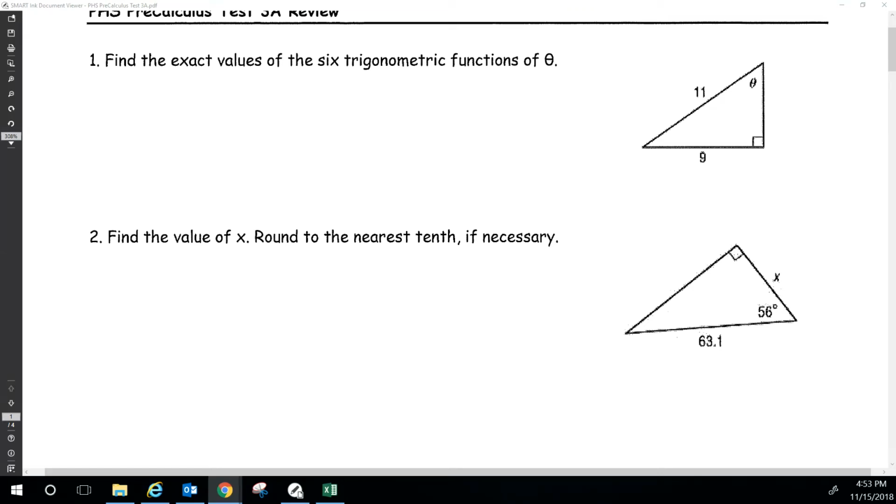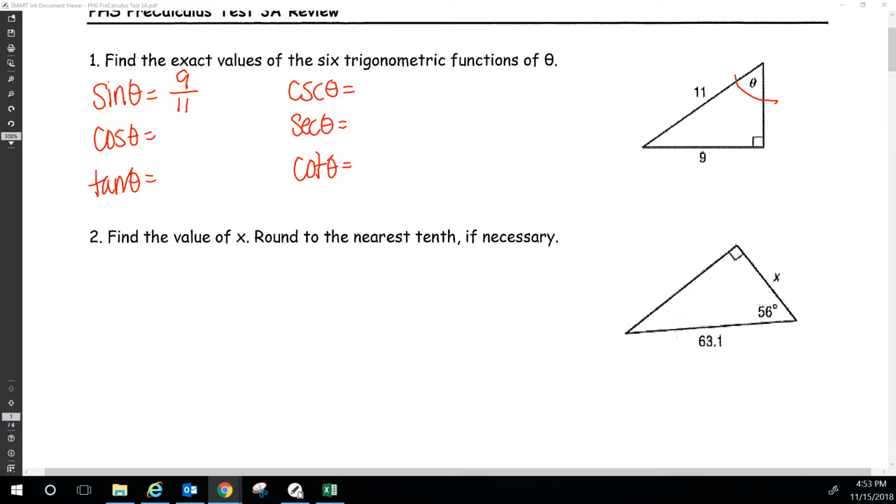For number 1, it says find the exact values of the 6 trigonometric functions of theta. So we've got sine theta, cosine theta, tangent theta, and then we got cosecant theta, secant theta, cotangent theta. All right, for sine theta, this is our theta here, and it's the opposite over hypotenuse. So for sine theta, it's 9 over 11. Cosecant theta is the reciprocal, so that's 11 over 9.